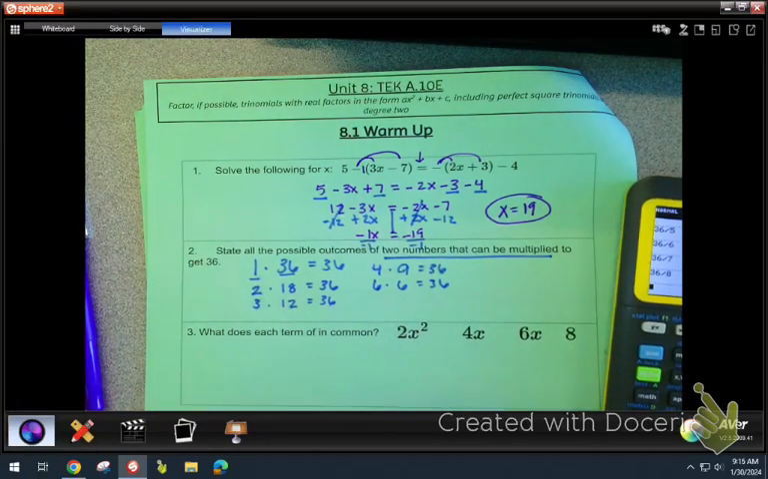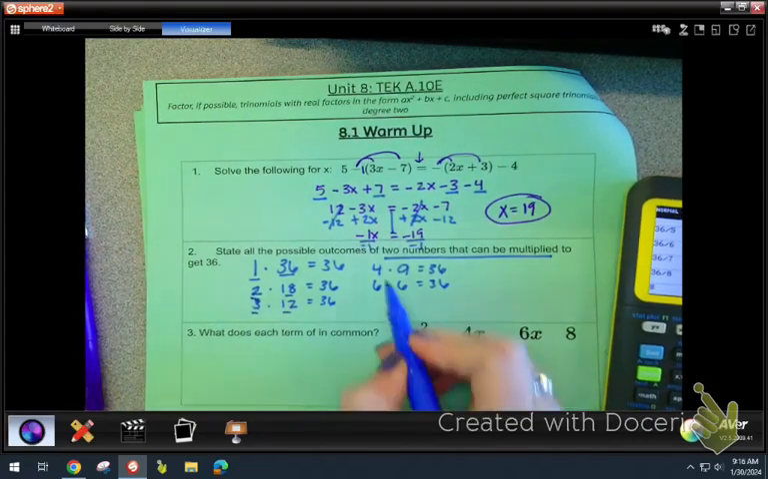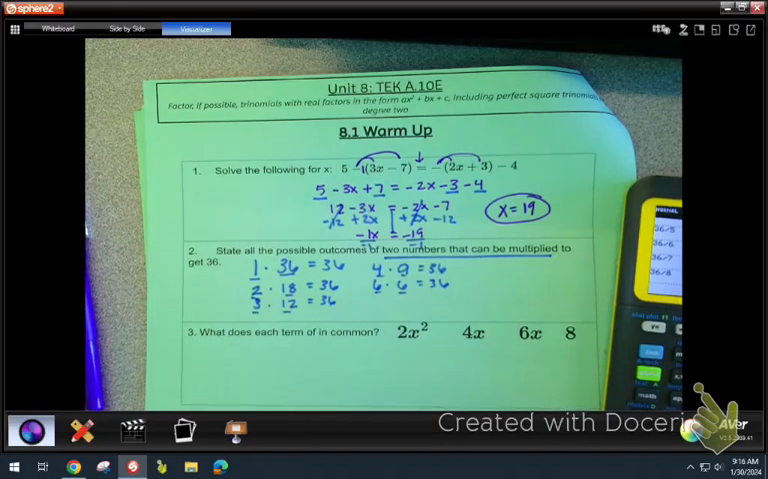So 1 and 36 are factors. 2 and 18 are factors. 3 and 12. 4 and 9. 6 and 6. 36 has a lot of factors. There's a lot of ways to get to that number. Some numbers are prime and it's only 1 and itself. Some numbers just have a few factors. It just depends on what you got.